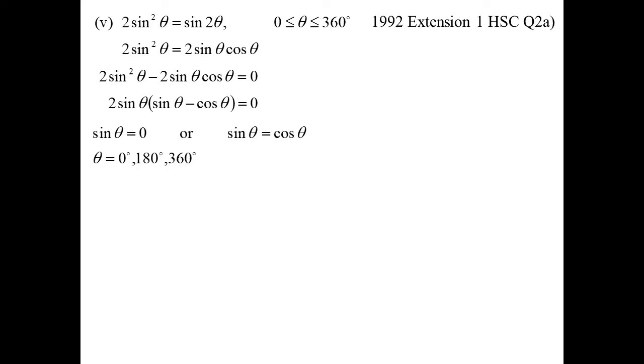Sine theta equals 0 is a boundary angle. The thing to watch out for here is we've got both ends of the domain. A lot of people forget to put the 360 in. But if 0 is a solution, so is 360. You've got to get both ends there.